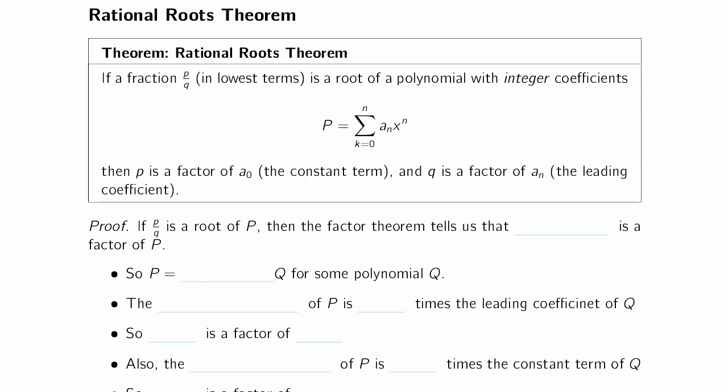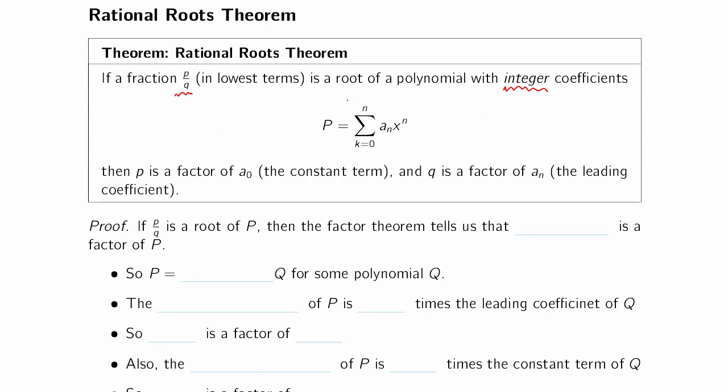This is the rational roots theorem, and it tells us that if we have a rational number, a fraction, that is a root of a polynomial with integer coefficients, so this only works for polynomials with integer coefficients, and again, it only applies to rational roots.